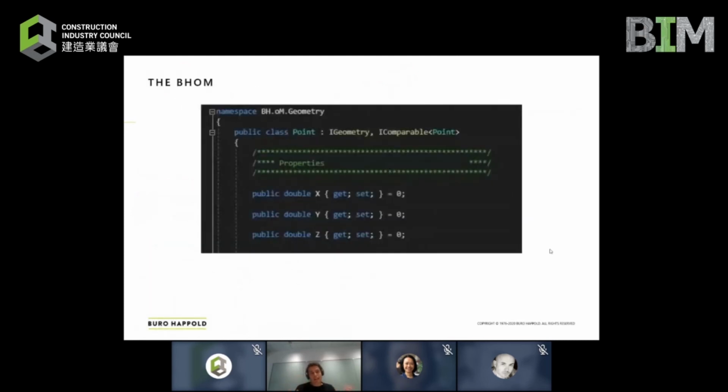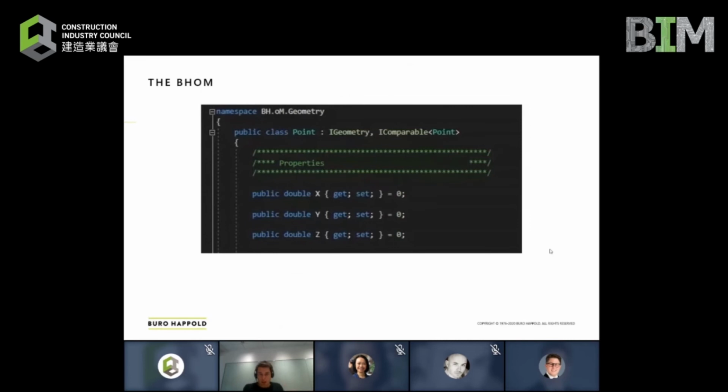And it's very hard. BHoM, OM stands for object model. Again, we talked before about the thing, the object. This is a library of objects that have been defined online with a set of code that looks like this. So this is the BHoM definition of a point. Not a very complex definition, but this is out there for free. You can use it, you can edit it, you can do whatever you want with it.